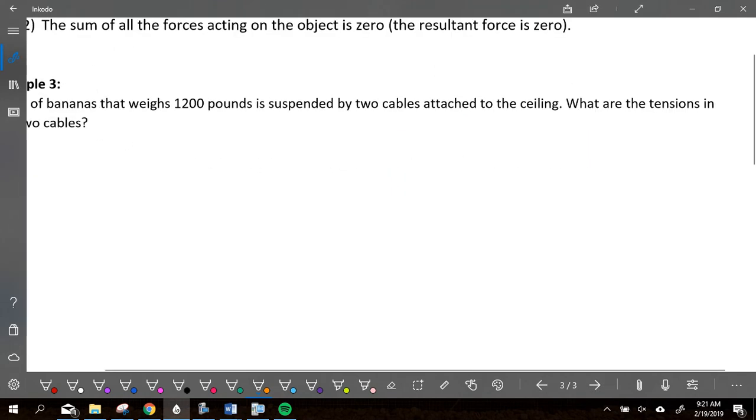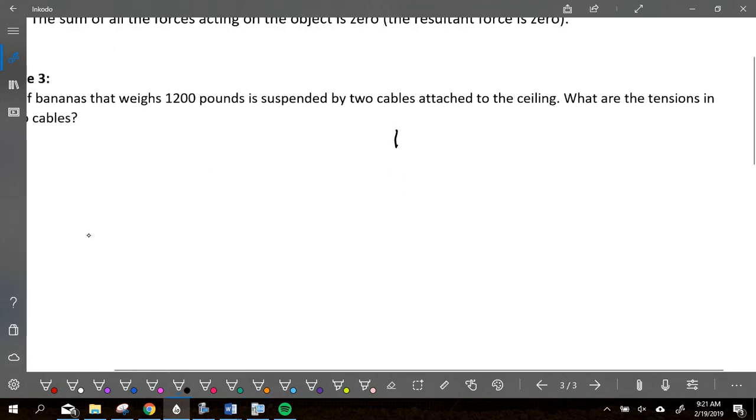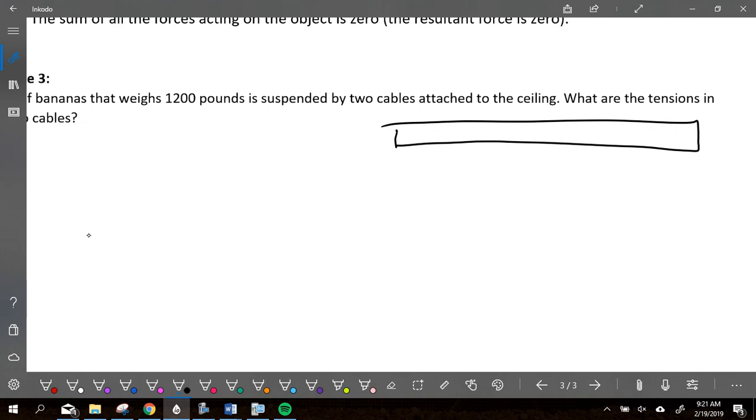We've got a box. It is being hung above the ground. My computer's being super slow. There it goes. You've got this cable system. You already have this picture drawn. You've got this box. It is 1,200 pounds.